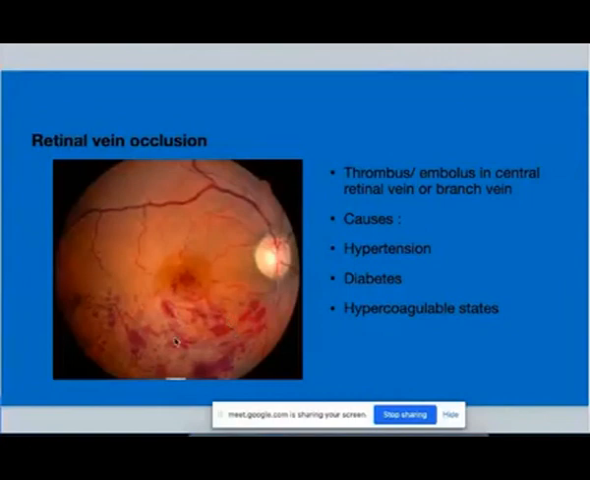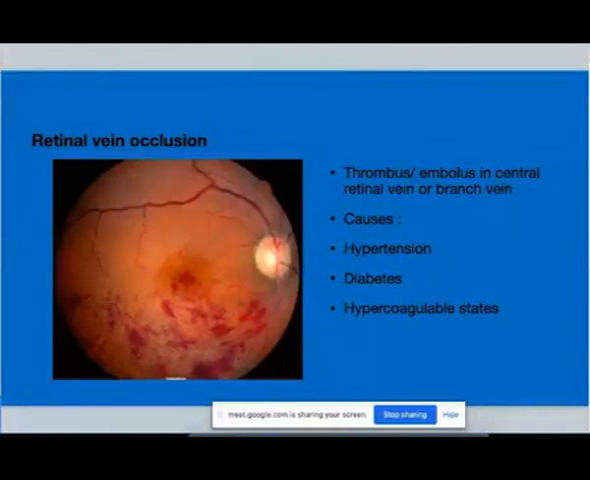Whenever you have a retinal pathology, the loss of vision will be opposite. If it's the inferior, you will have field loss superiorly. If it's temporal, you'll have field loss nasally. So because this is inferior, the visual loss will be superiorly. But the rest of the retina is normal, so the rest of the field will be normal too. Main causes are hypertension, diabetes, and hypercoagulable states.